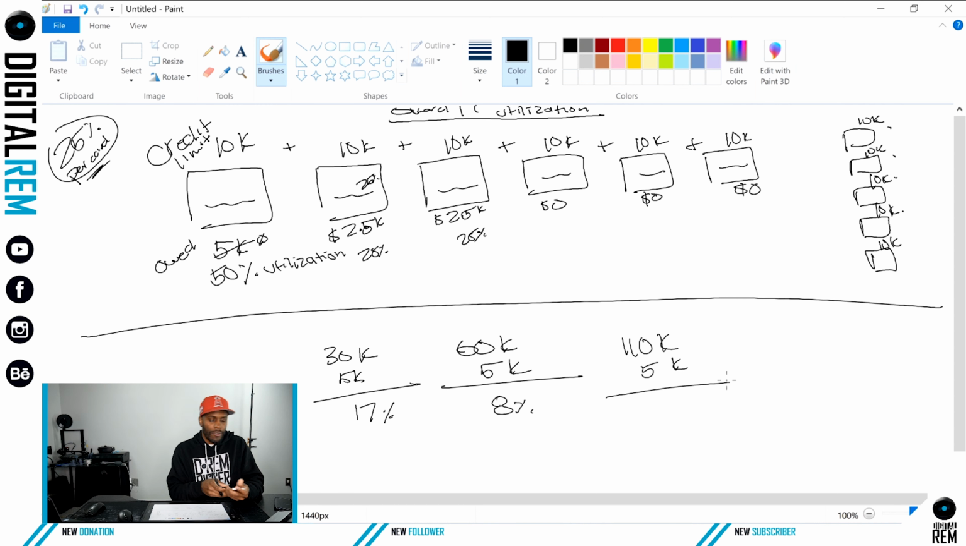Boom. What are we at now? 5 divided by 110 equals 0.045. So essentially 4%. You're at 4.5%. So again, you just keep doing this over and over again.